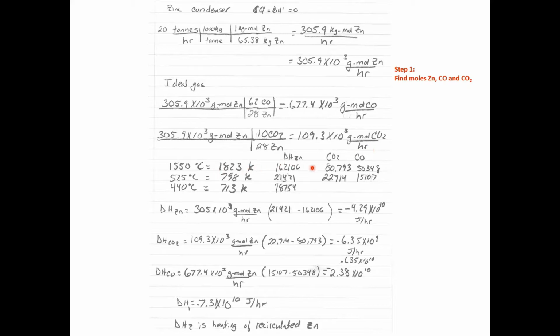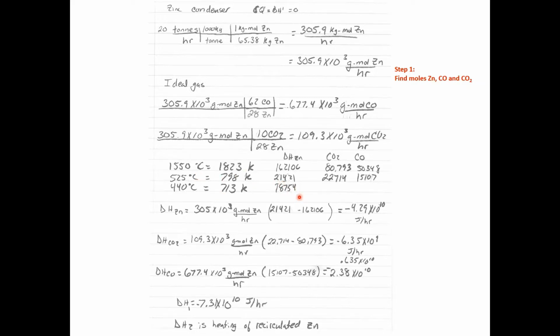I made my own handwritten table. I converted from degrees centigrade to Kelvin, and then I got the sensible heats off of that Excel sheet for every constituent. So the key temperatures were 1550 and 525 C for zinc, carbon dioxide, and carbon monoxide because we cooled everything from 1550 to 525. We then have some zinc coming back into the process, and we're going to raise it from 440 to 525, so we need the sensible heat there.